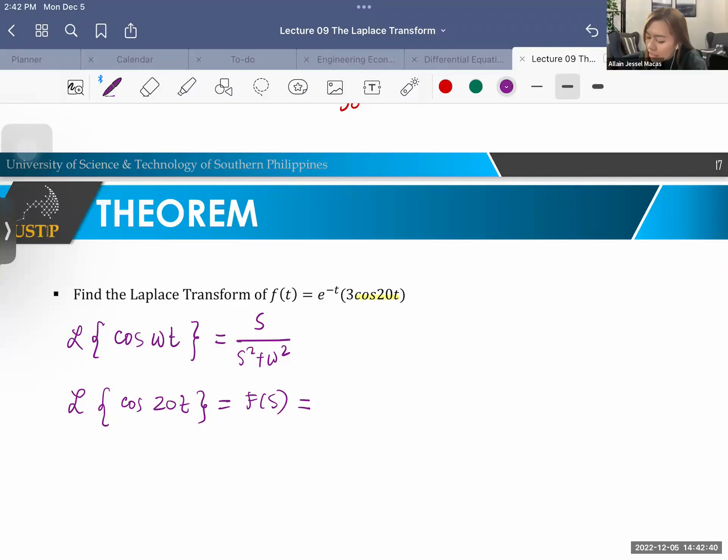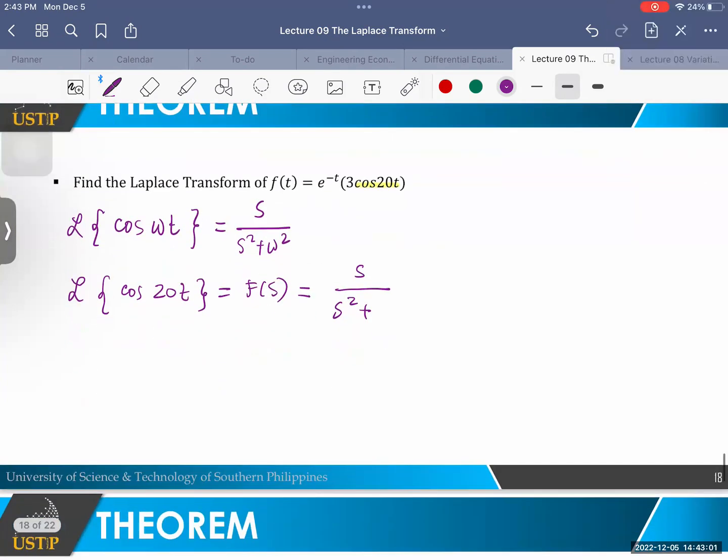Okay, ang S, retain lang ang S kay function of S siya, di ba? Mura nag function of T. T is the independent variable. Here, function of S. S is the independent. So if you have f of S, the Laplace of cosine 20t, that is just equal to S over S squared plus, what is your omega? 20. 20 squared.